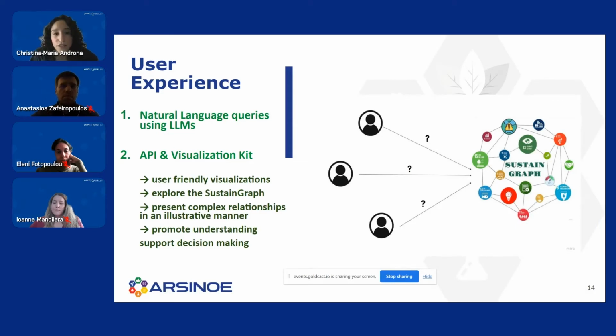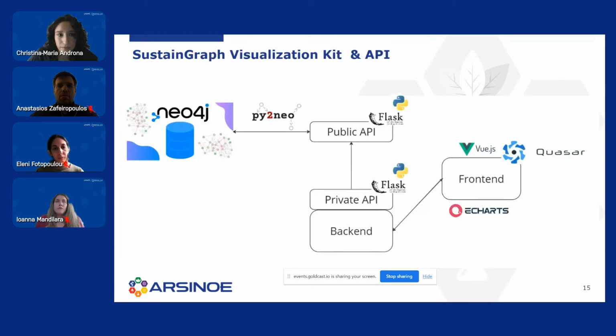We also wanted, apart from the natural language queries, to make all this data accessible to the end user with user-friendly visualizations for someone to be able to explore the SustainGraph and see complex relationships that it hosts in an illustrative manner. And in order to promote this understanding and support decision-making, we have created a visualization kit. To create this visualization kit, we used these technologies: a Flask Python server and Quasar and Vue JavaScript.